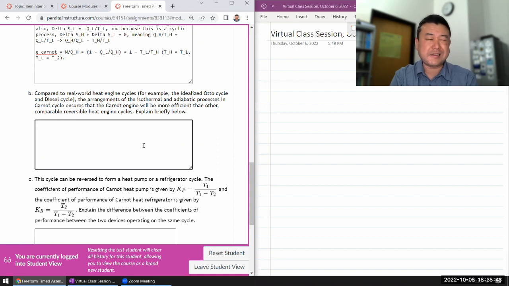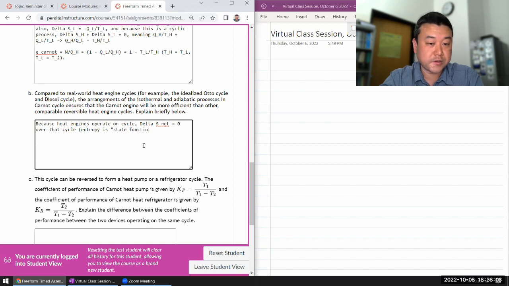So these are easiest to answer using entropies. Because heat engines operate on a cycle, the net change of entropy is zero over that cycle. Entropy is a state function.